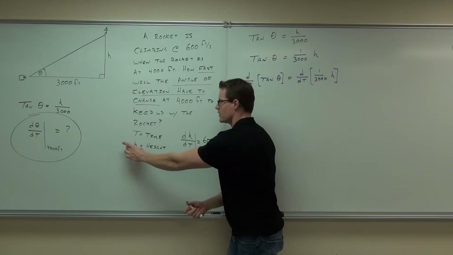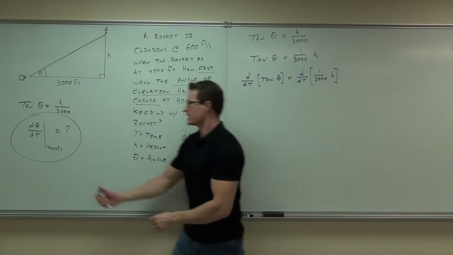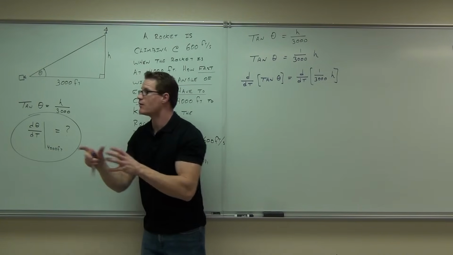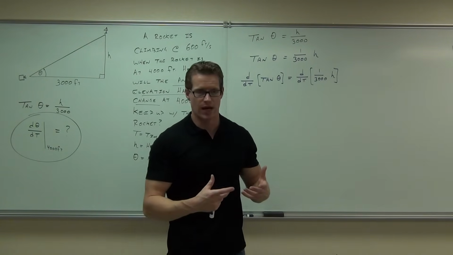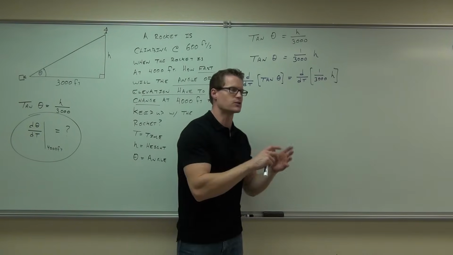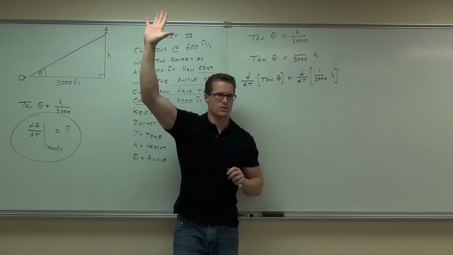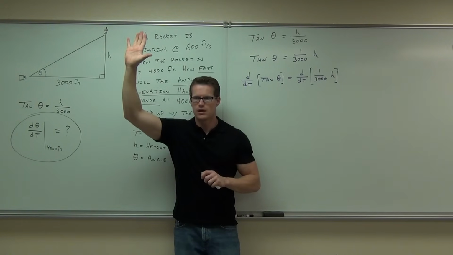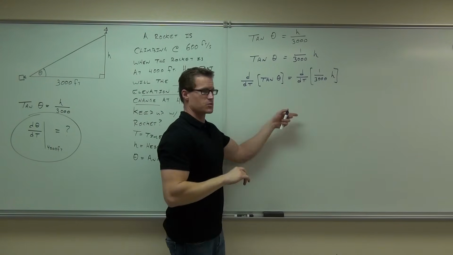So that's why I have a dh dt right here. That's why I know I'm looking for a d theta dt. You're going to have one of those for every variable that you have, because it's all implicit. They're all functions of t. We're just going to feel okay with what we're talking about so far. All right, good.